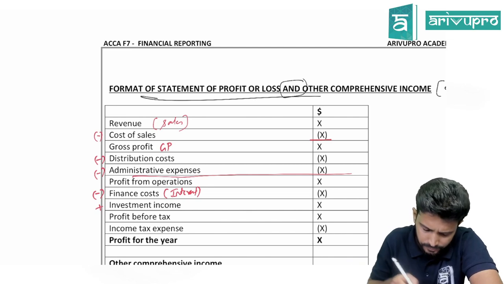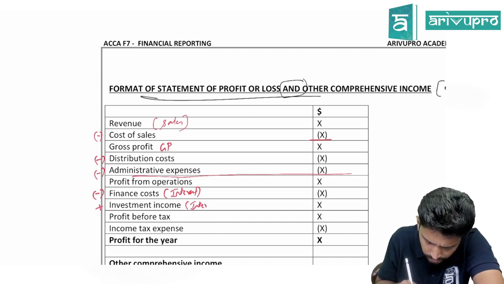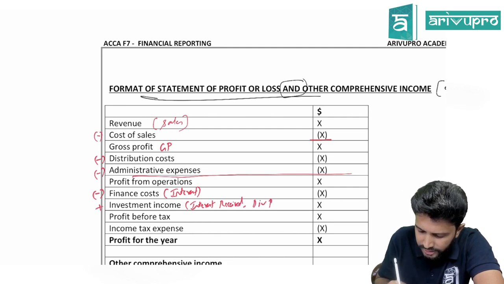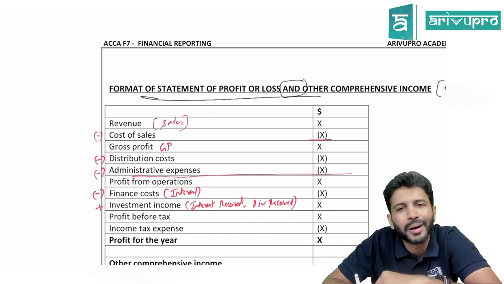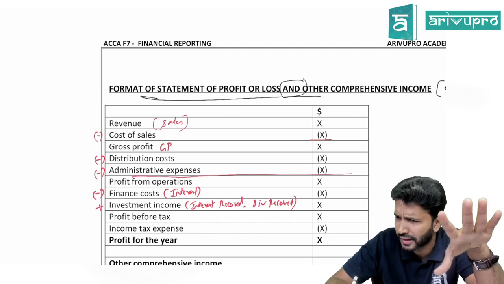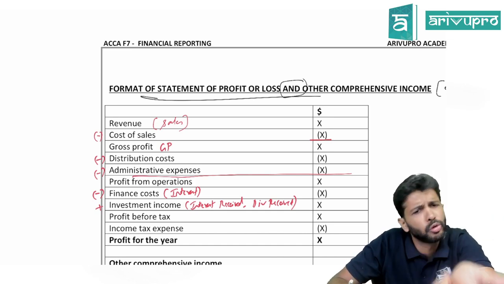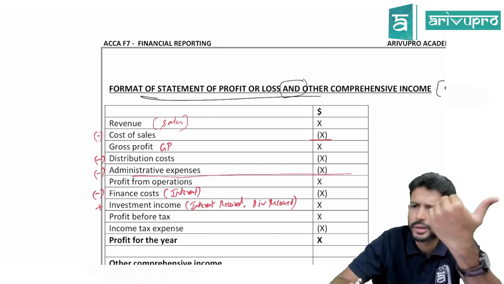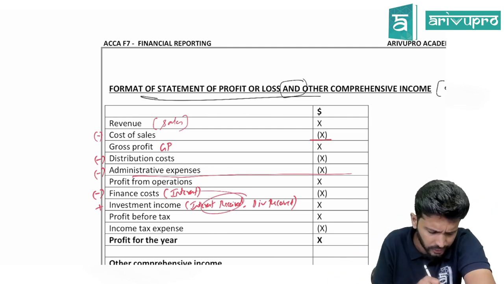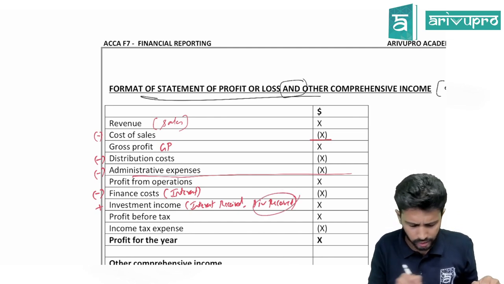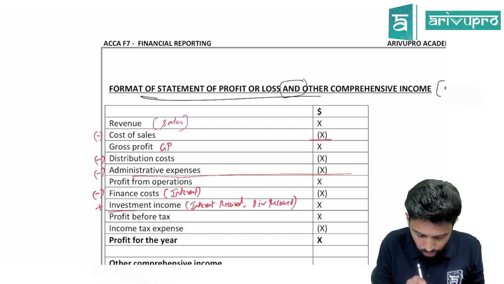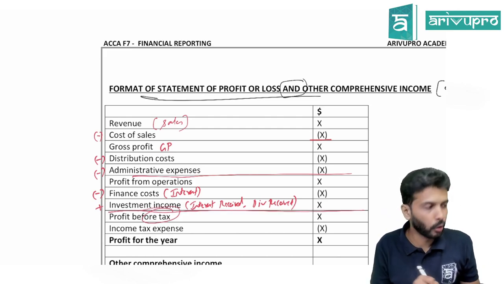Investment income as in, what could that be? That is basically interest received, dividend received, etc. If the company has surplus money, nobody will keep the money idle, right? They will invest it somewhere. Maybe in shares, mutual funds, fixed deposits, doesn't matter where. If you have invested somewhere, you're going to get some returns on it. Returns could be either interest received or dividend received. That way you just call it investment income. If you add this, you're going to get profit before tax.